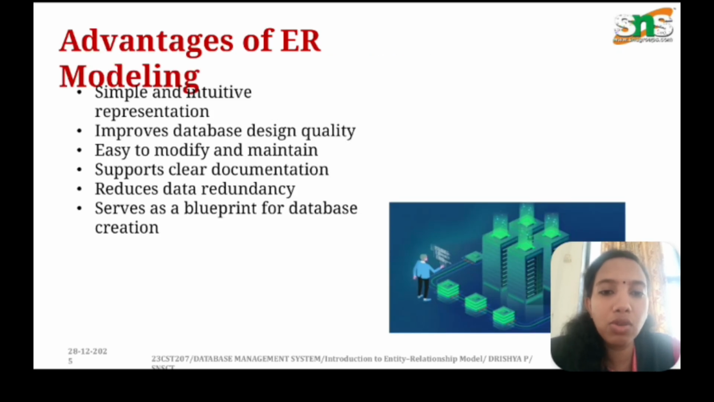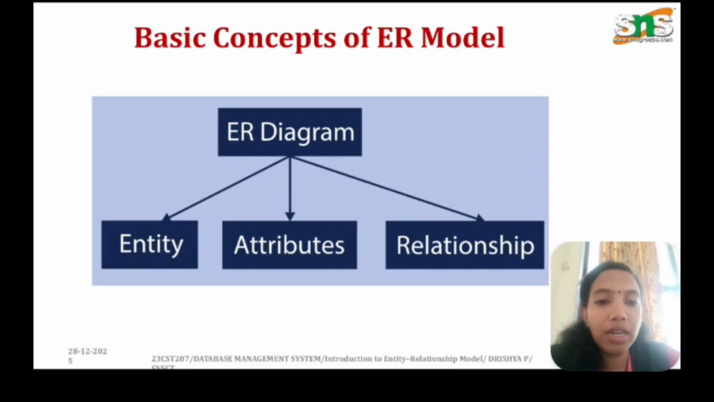The advantages of ER modeling are simple and intuitive representation. It improves database design quality, is easy to modify and maintain, supports clear documentation, reduces data redundancy, and serves as a blueprint for database creation. These are the advantages of using the ER model, which help us understand the database system easily.